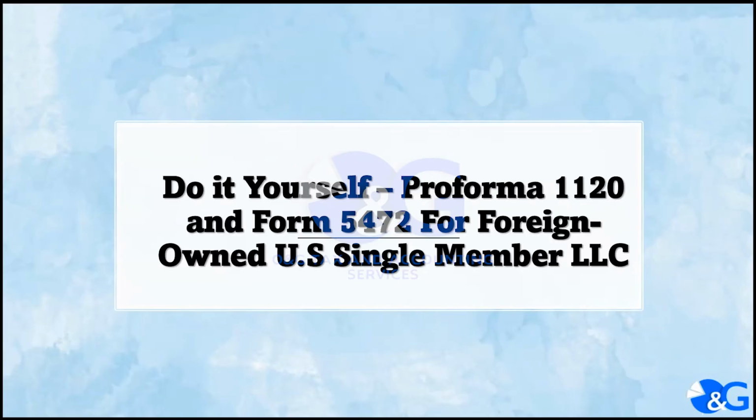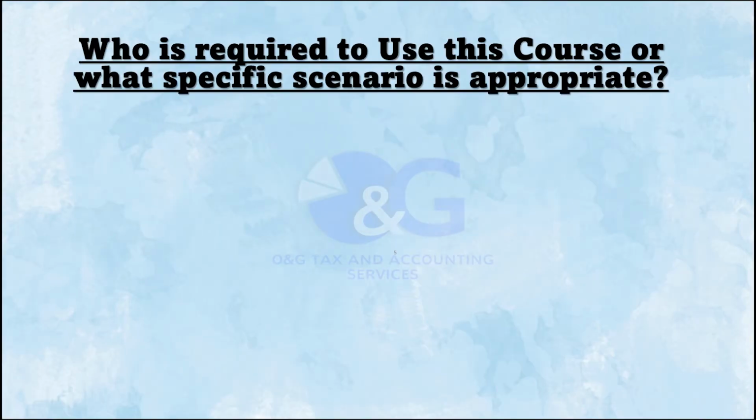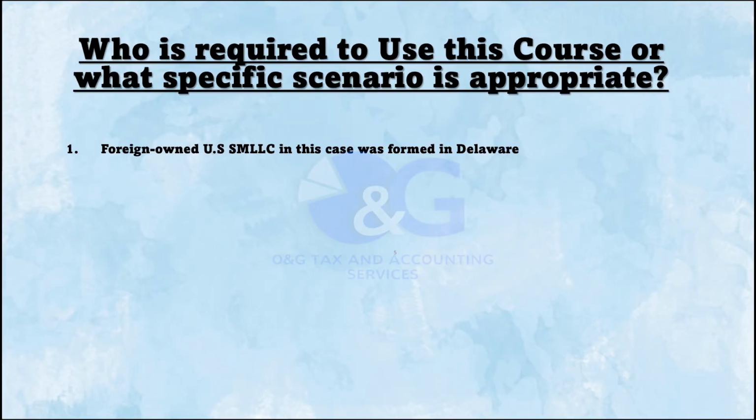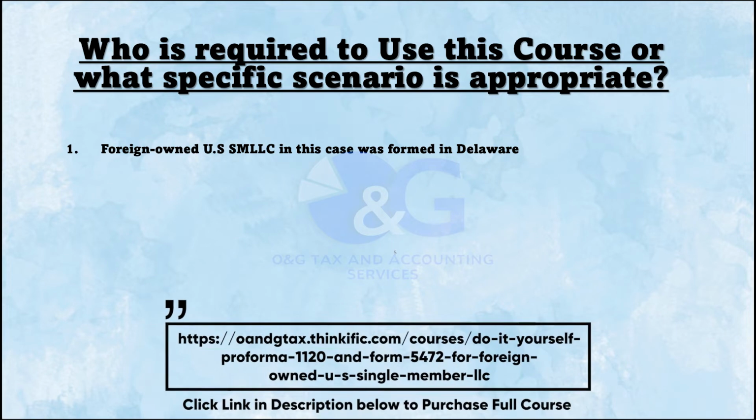It is my hope that this course will provide you with the required knowledge, understanding, and further empower you to prepare your own informational return Proforma 1120 and 5472. Now, this course applies to foreign-owned U.S. Single Member LLCs, which are formed in Delaware, Wyoming, New Mexico, Florida, New York, Nevada. The point is, if you form your LLC in any of the 50 states in the union, you can actually use this course. So it's not just limited to Delaware.